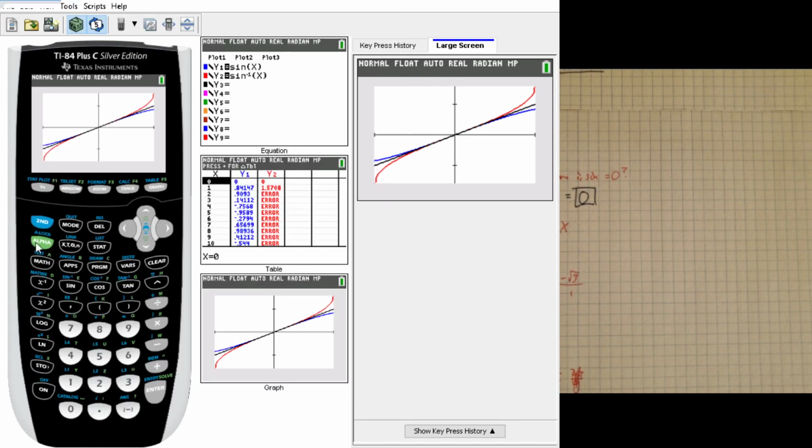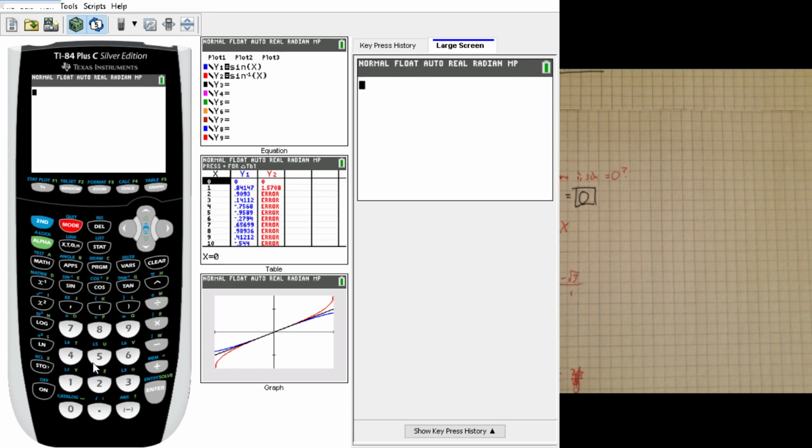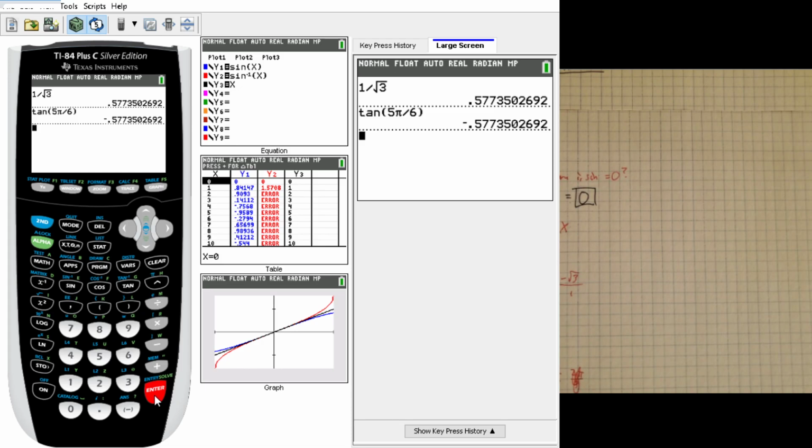So here's my calculator. I could just try it out by hand and say, what is 1 divided by the square root of 3? Well, I should get negative 0.577. Then I could test out these answers I'm getting. What about tangent of 5 pi over 6? Does that give me negative this answer? Yes, it does. So 5 pi over 6 works.